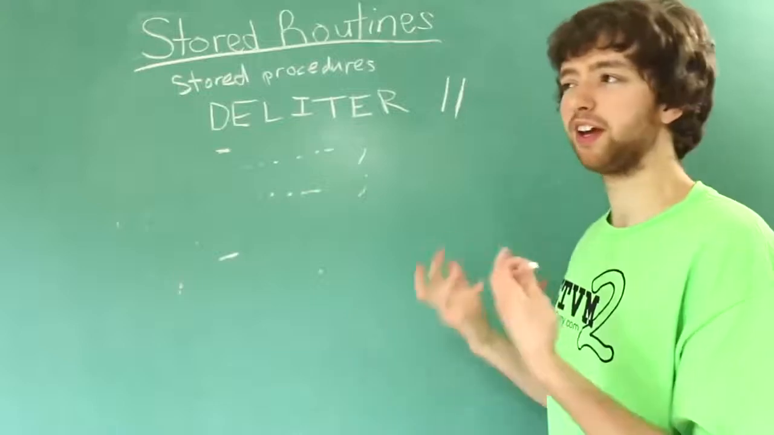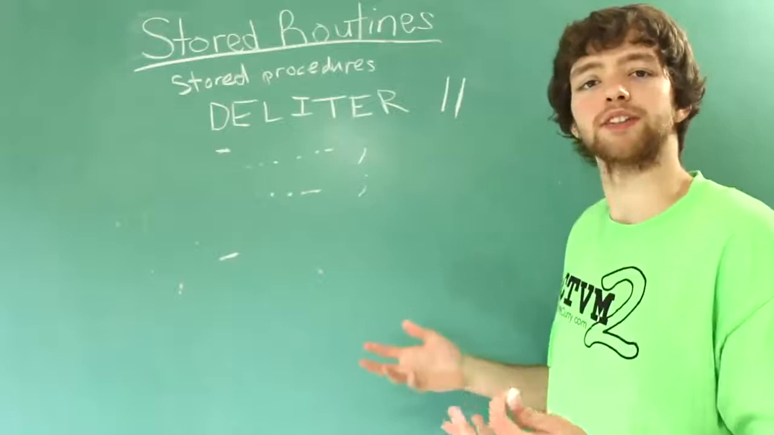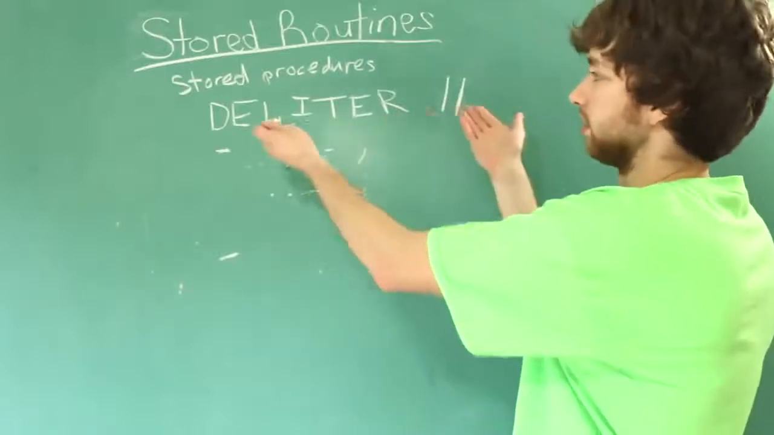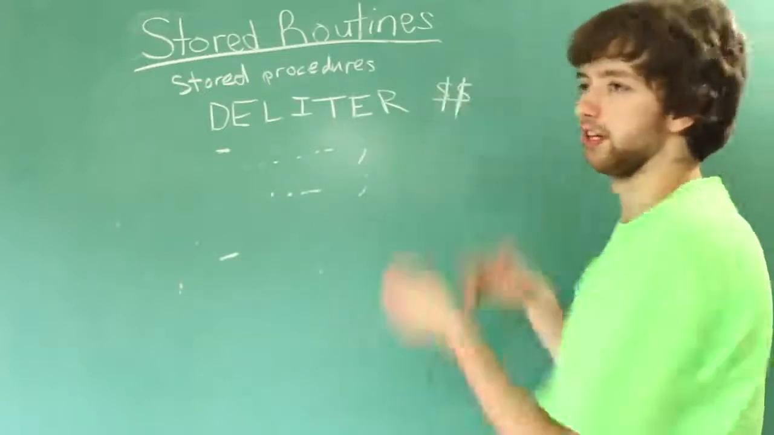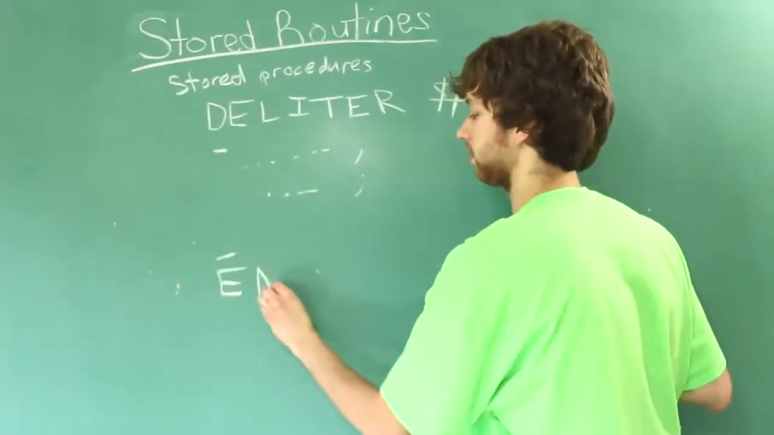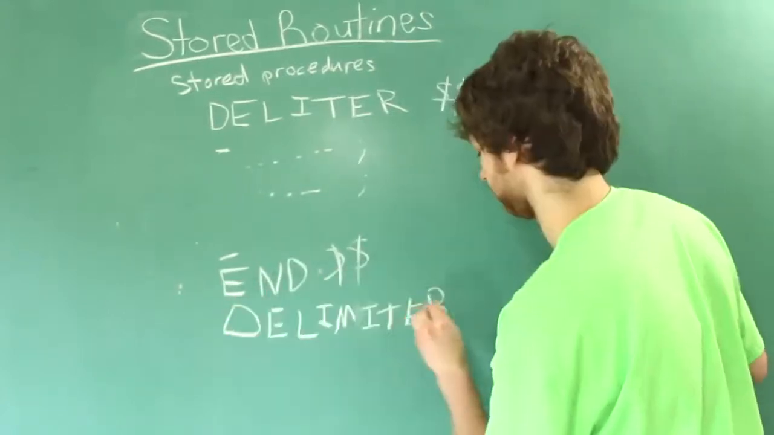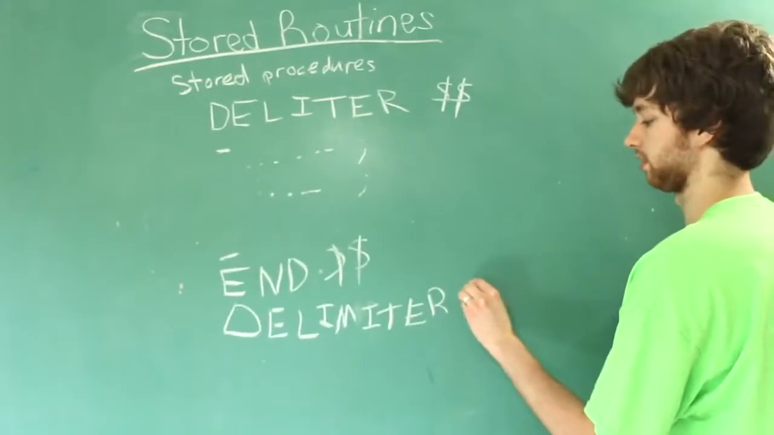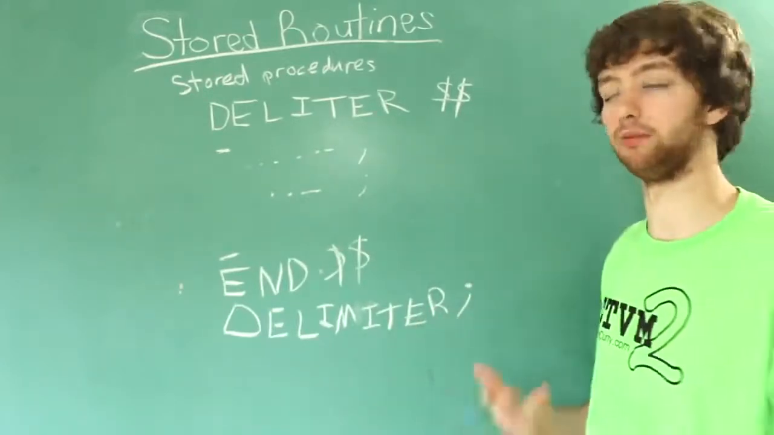It's kind of weird. It kind of makes you think they probably could have made a way where you don't need to do that. But that's just how it is. You're going to have to remember to put delimiter and then whatever you want. A lot of people also use $ signs, but it doesn't really matter. And then when you're done, you can put the end keyword, whatever your delimiter is, and then say delimiter again, and then follow it with a semicolon. That'll tell it to go back to the normal standard semicolon to be the delimiter.